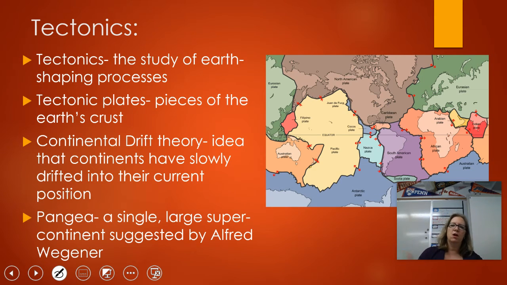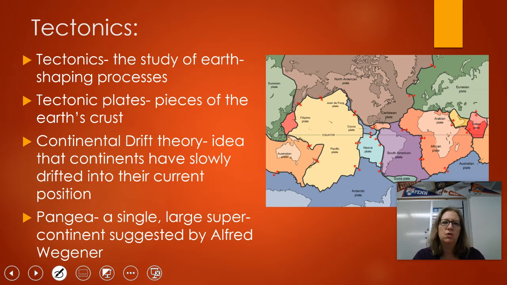All right, so let's get back into tectonics. We talked about this a little bit. Tectonics is the study of the Earth shaping processes. Geology kind of is too, but tectonics is more about the actual movement of the Earth that causes different things to be shaped differently.